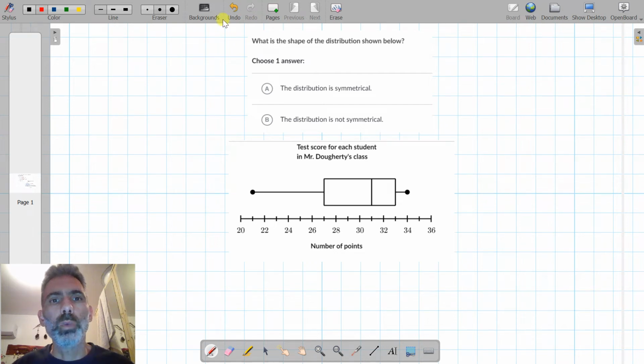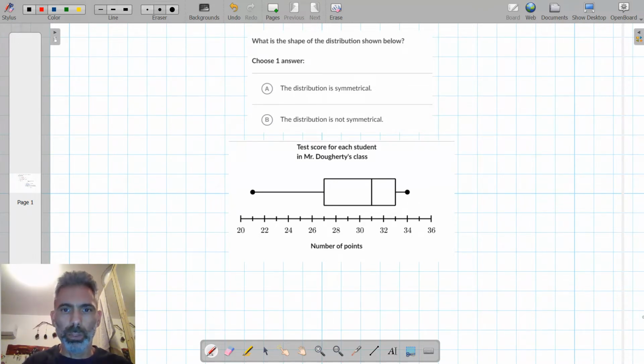The question is, what is the shape of the distribution shown below? So we see here a box plot that shows test score for each student in Mr. Doherty's class. Okay, so option A says that the distribution is symmetrical.